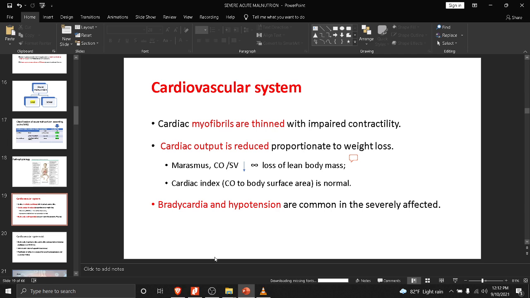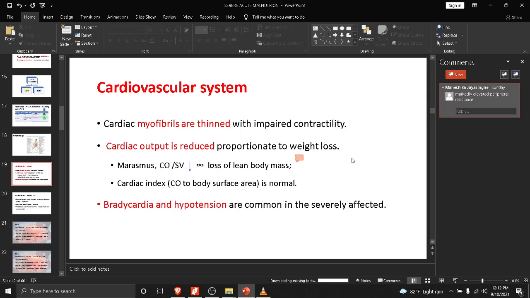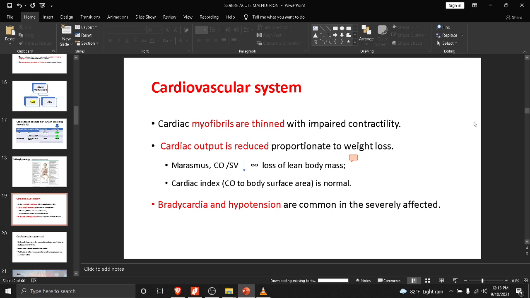Especially in marasmus, the cardiac output and the stroke volume reduce, parallel to the loss of lean body mass. So it is said that the cardiac index is usually normal in this case. Cardiac index is calculated as the cardiac output divided by the body surface area. As the body surface area also reduces, the cardiac index is normal, but this is adapted only up to a certain level. Beyond this level, the cardiac output will reduce and the cardiac index will go low.